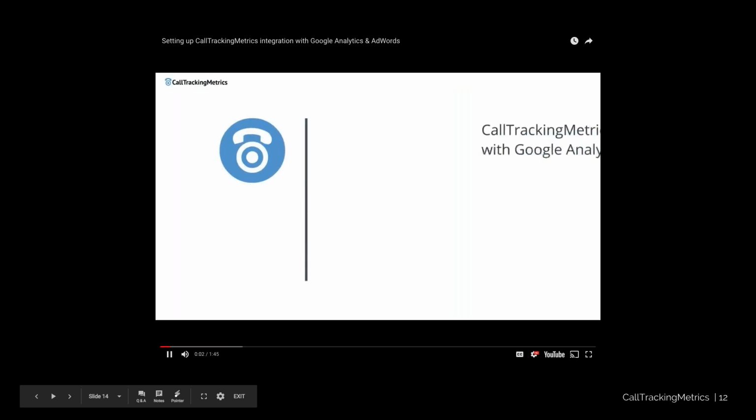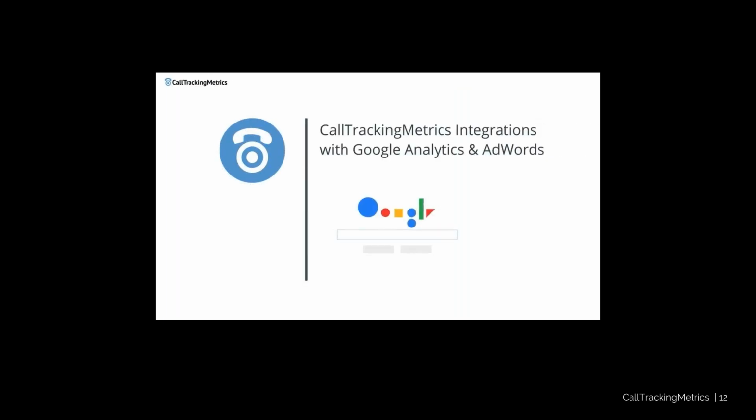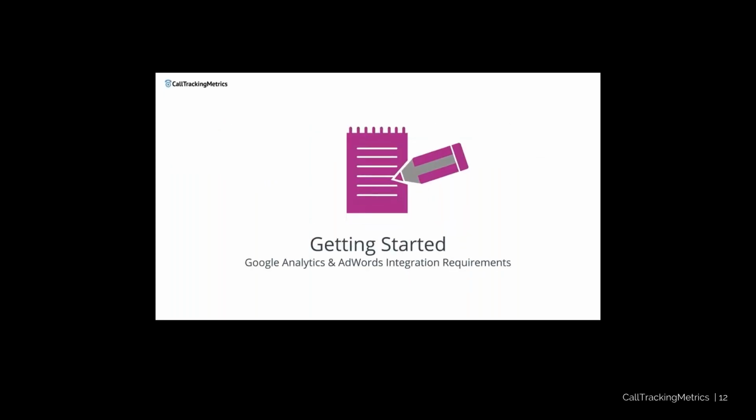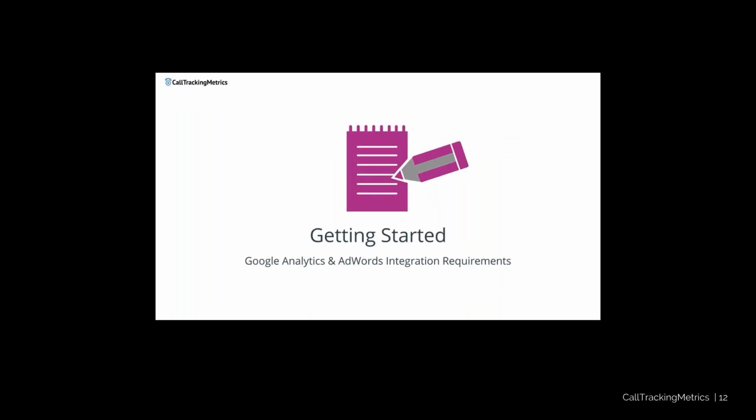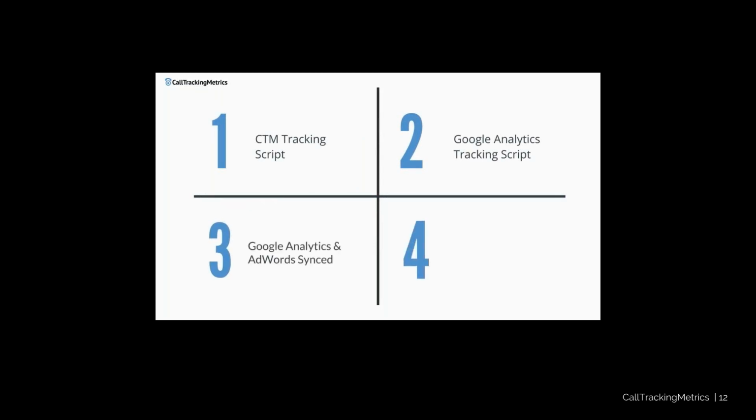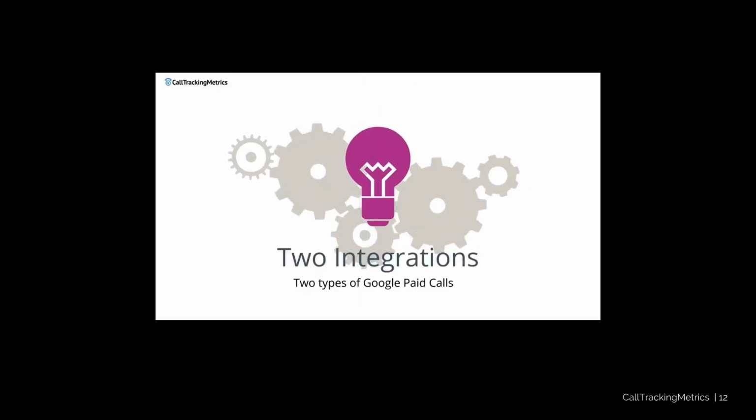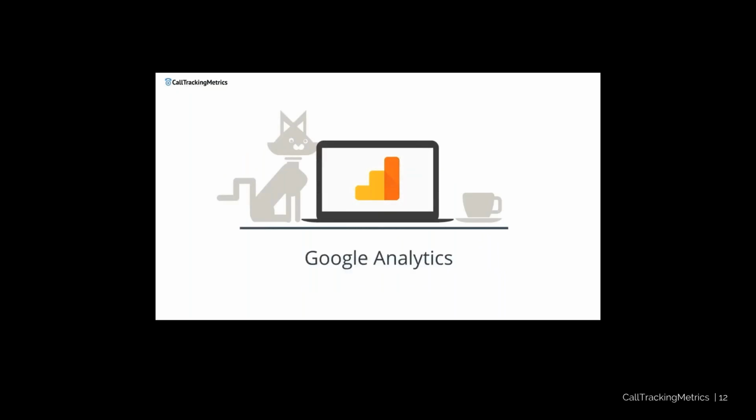Welcome to Call Tracking Metrics training video. In this workshop, we're going to be covering the setup of call tracking metrics integration with Google Analytics and AdWords. Before you begin, you must have user access to Google Analytics, admin access to call tracking metrics. You must be using the same email address to log into both systems. The call tracking metrics tracking script should be installed on your website. The Google Analytics tracking script should also be installed on your website. Google Analytics and Google AdWords should be synced and communicating. Lastly, auto tagging needs to be enabled in AdWords. Call Tracking Metrics has two integrations for the two types of Google paid calls, Google Analytics and Google AdWords.